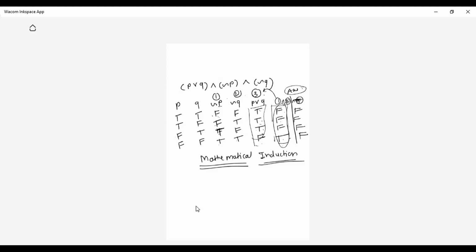Now, what do you mean by generalization of a statement? I will give you an example and you will come to know. At this point, you have to remember that the application of the mathematical induction concept is to generalize the statement.